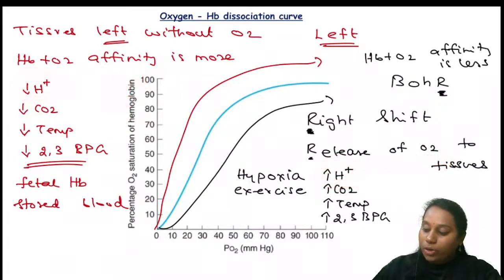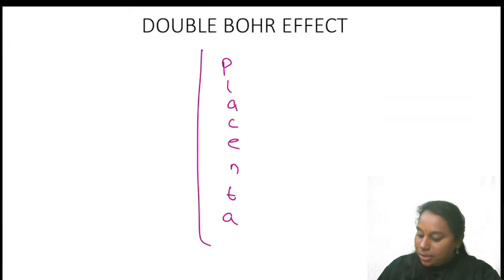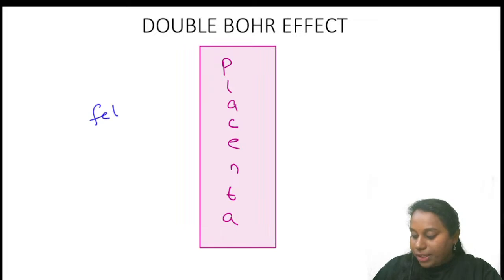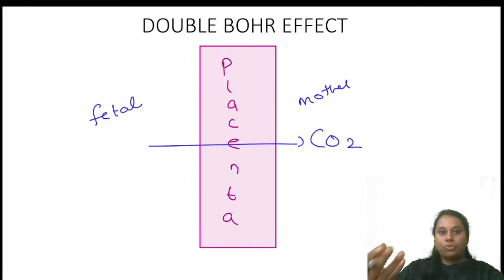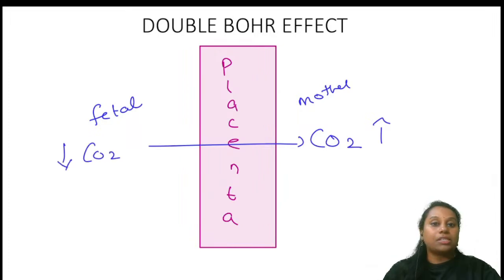There is a double Bohr effect which happens at the level of placenta. Placenta is one organ which has a fetal side and a mother side. How does the fetus breathe? The fetus will breathe CO2 into the mother. Fetus pushes CO2 into the mother. So on the mother side, CO2 increases because the mother is receiving CO2. But on the fetal side, CO2 decreases because the fetus is breathing CO2 into the mother.